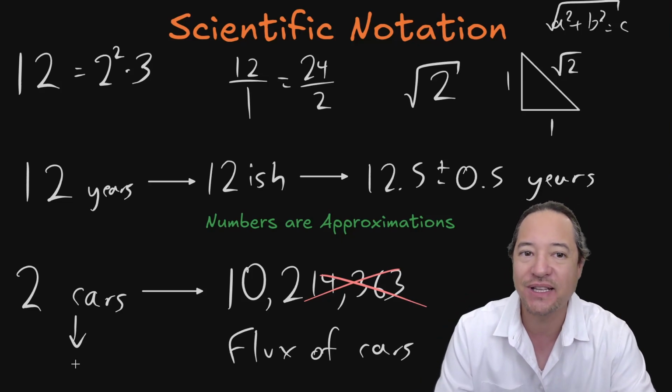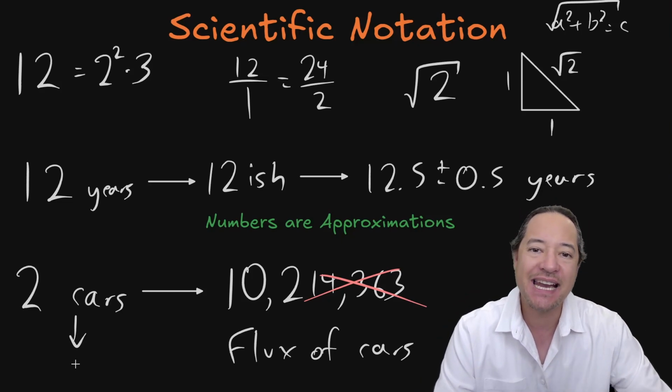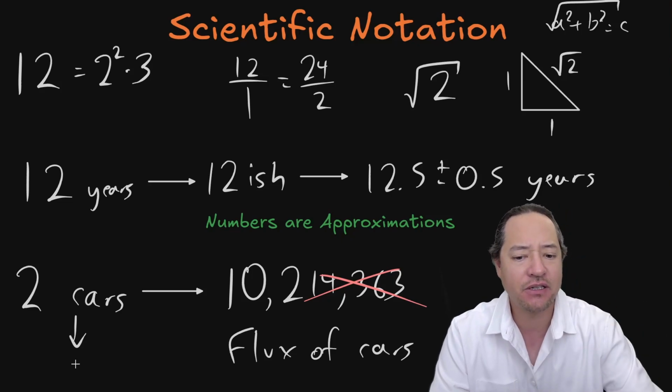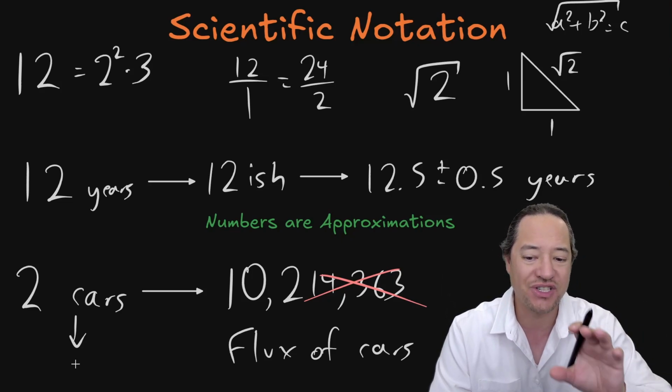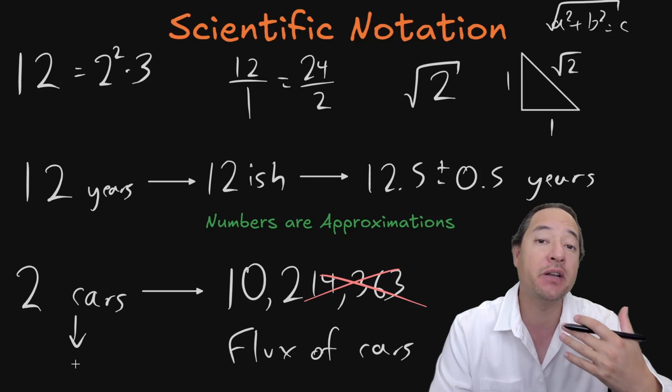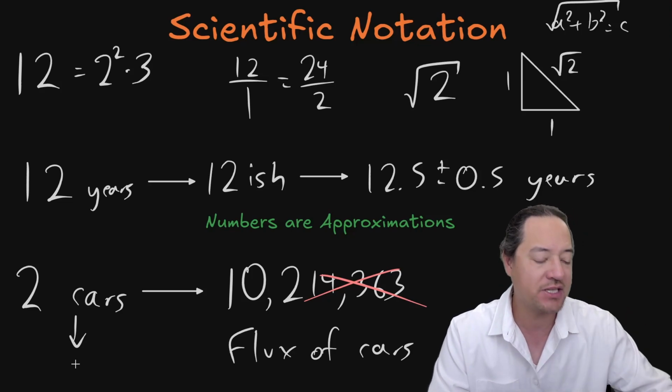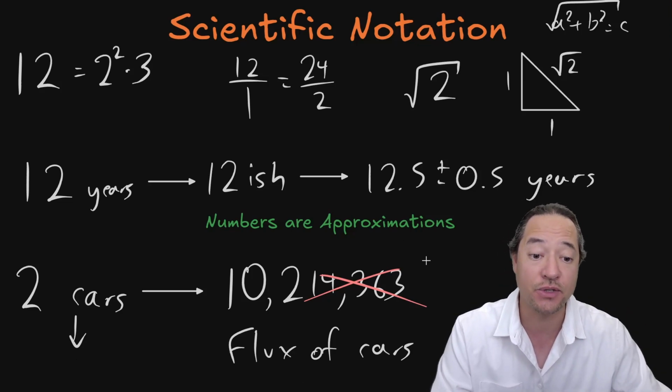Not always perfectly clear. But this is sort of getting us to the idea of scientific notation, how we're actually going to describe things when we treat numbers as approximations. So let's take a look at how we use scientific notation.